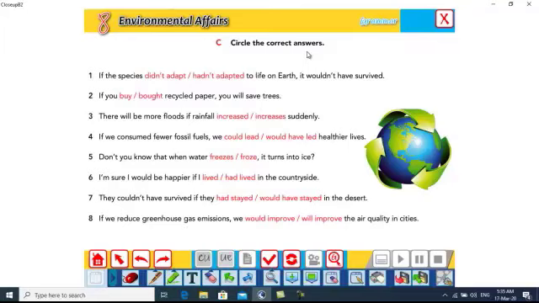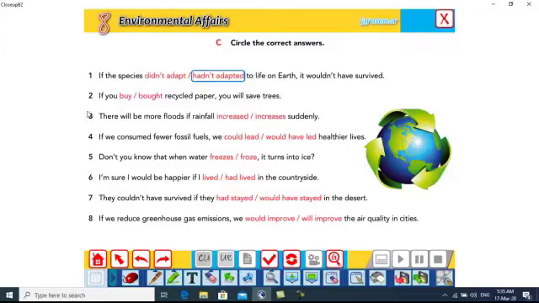Circle the correct answer. I want all of you to take part. If the species hadn't adapted to life on Earth, it wouldn't have survived. If the species didn't or hadn't, I don't know, it wouldn't have survived. I want you to look at this part. Wouldn't have survived. It's would have plus past participle. So this is the third conditional. So the missing part must be hadn't adapted. I want all of you to underline it.